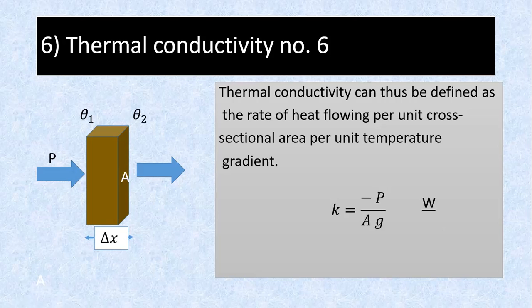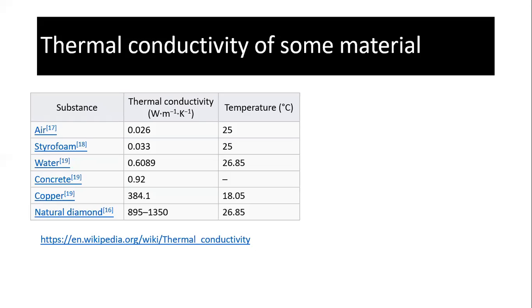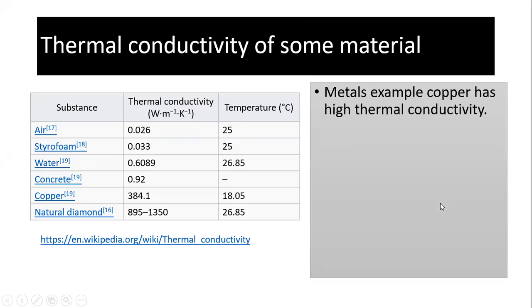So P is in watt, A is in area, meter square, G is the temperature gradient, Kelvin per meter. And simplify. No need to memorize, go and derive it. W meter minus 1, K minus 1. Right? Don't need to worry about the different values. Don't need to worry about the last column. This one is just telling you the thermal conductivity depends on temperature. So this is taken at temperature 25. Examiner will give you, so you don't have to worry about all that.